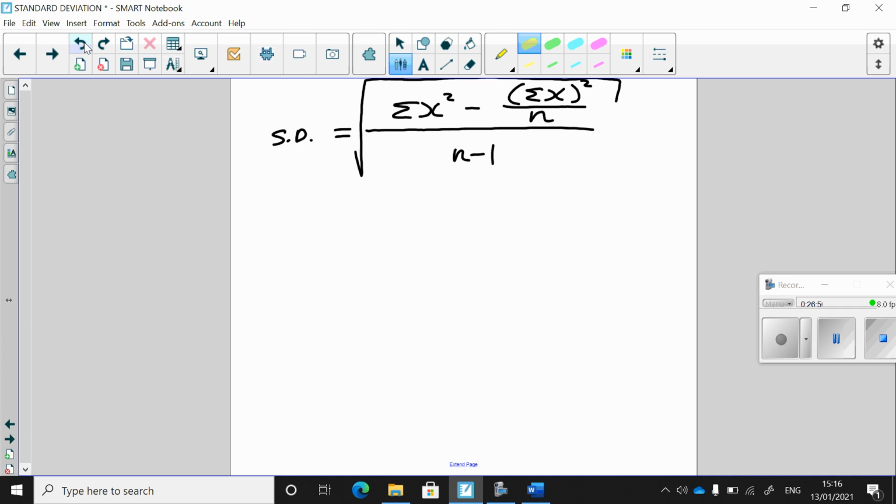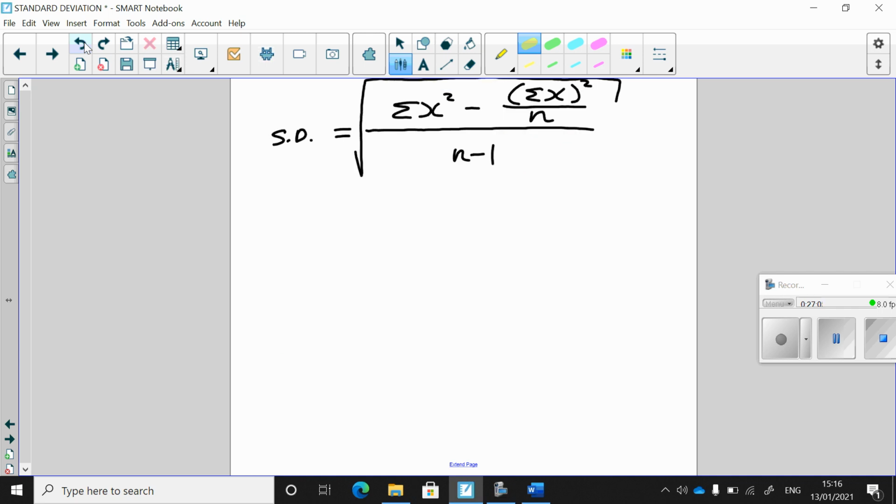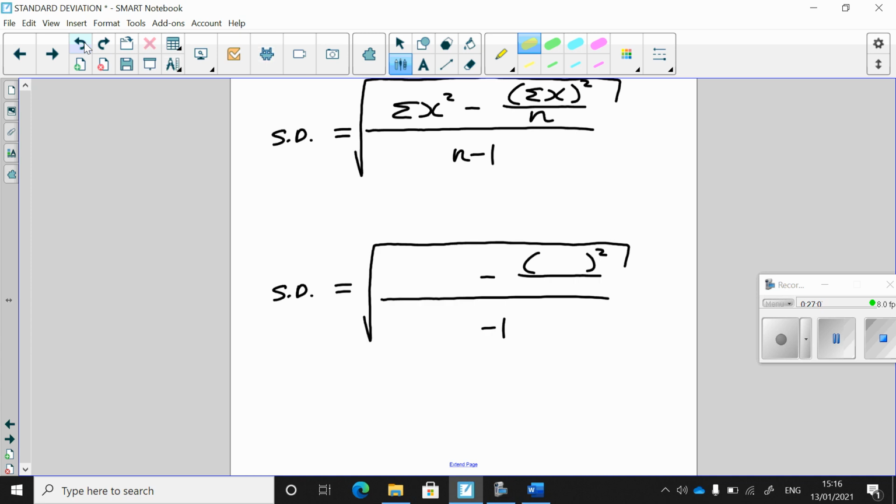Let's go and get our numbers here. I'll just go back to remind us. So 1578, that's going to be the first number at the front. 96 is going to go in the little bracket, and n equals 6. It appears twice. Okay, so get rid of the fancy symbols. So 1578 goes in there.